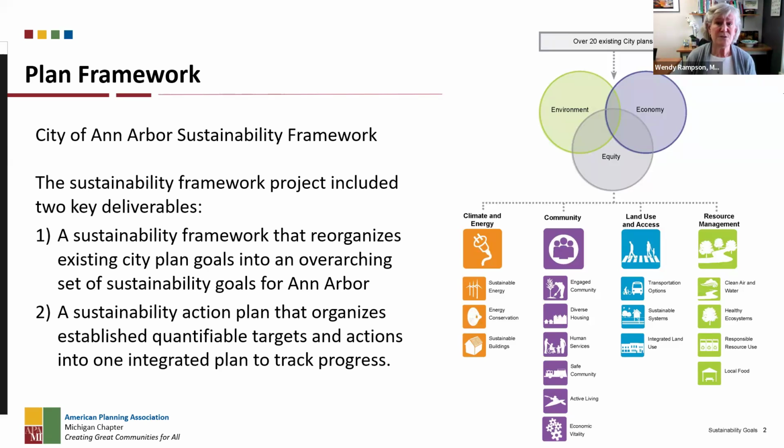The process was similar to the other tools in that we formed an internal staff working group to inventory our plans. We went through a process to identify common themes in the plans, a process we called goal bunching, very technical. And that was a way to identify these overarching goals, which we called big, hairy goals. Ultimately, the effort grouped 200 plus city goals from 20 plus plans into 4 planning areas that you see here: climate and energy, community, land use and access, and resource management.